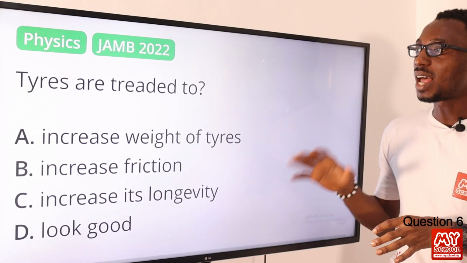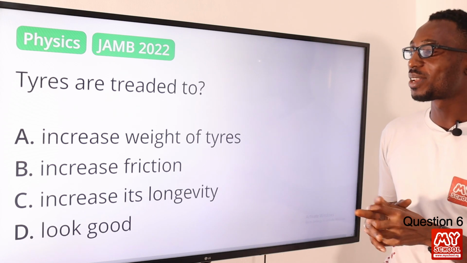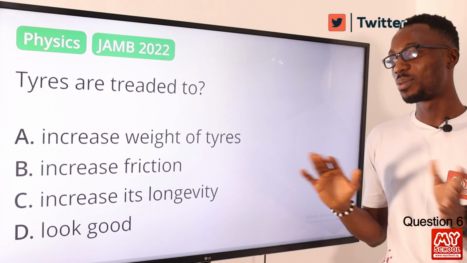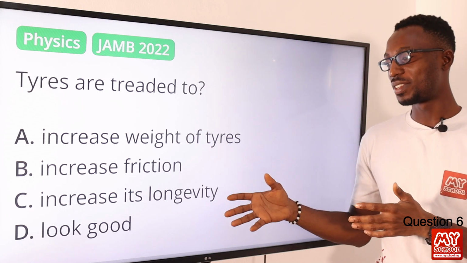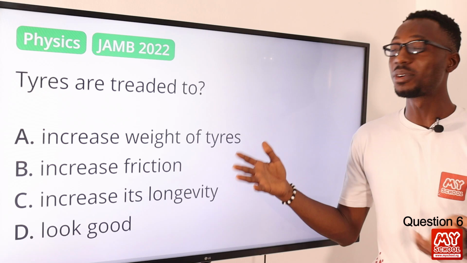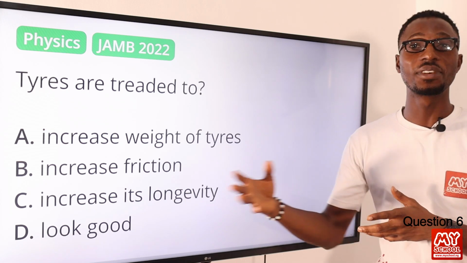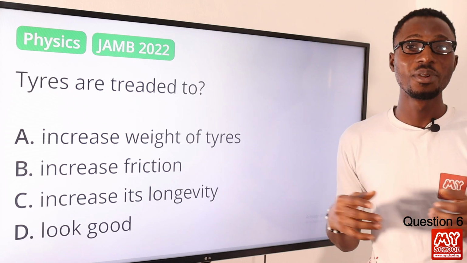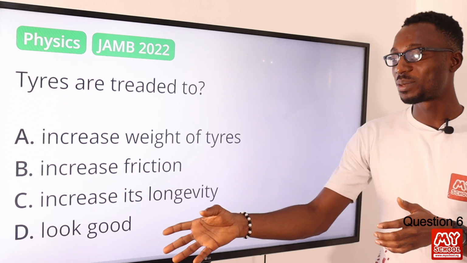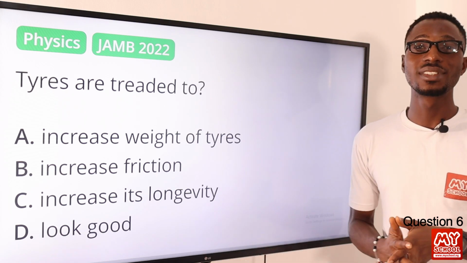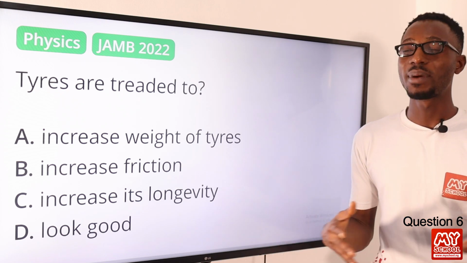6. Tires are threaded to do what? They are not threaded so that you can increase the weight of the tires. No, we don't do that. We don't thread tires to increase longevity. Contrarily, when you thread tires like that, you are increasing friction, and that leads to wear and tear. So tires are threaded to look good. Of course, it gives it a nice look, but that is not the purpose. It's not about aesthetics.